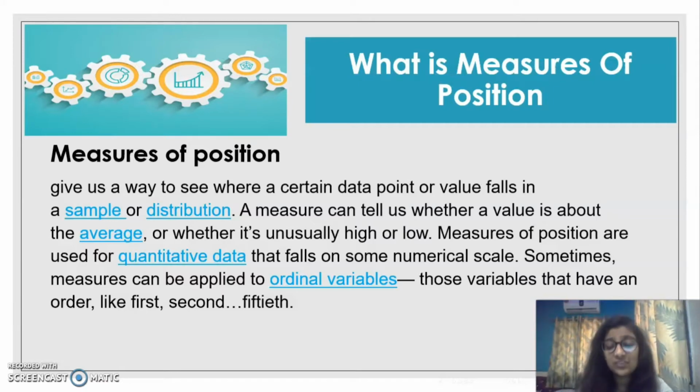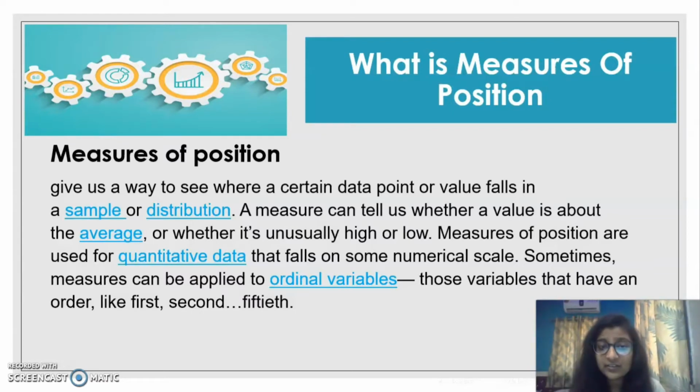Then you will find where the element you have to find lies. Either it lies before the average or before the middle part, or after the average or after the middle part, or the value itself is the middle part. This technique is known as measures of position. Measures of position gives us a way to see whether a certain data point falls in a sample or distribution. So it tells you whether the value is average, below the average, or above the average.